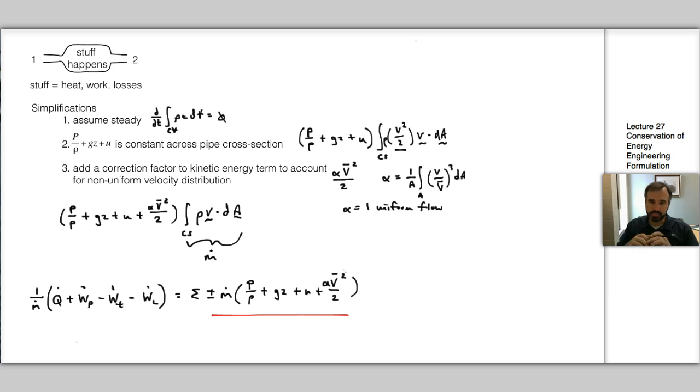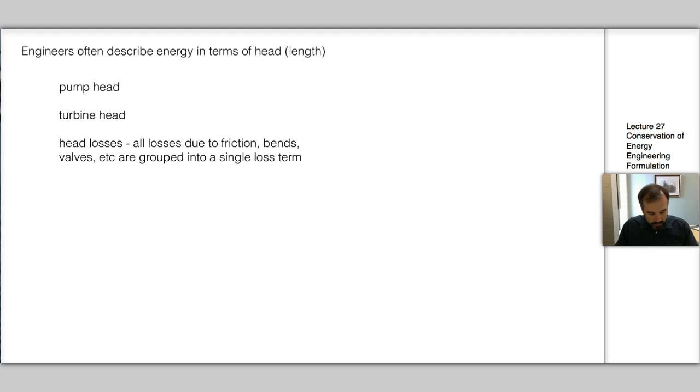Okay, so I want to make another simplification here, because in engineering we often quantify all these things not in terms of the energy per se or the work. We talk about it in terms of head, which is a length scale. It's a measure of the height of the fluid, so it's a kind of measure of the potential energy in the system. And so we often describe energy in terms of head, which again is a length. And we have pump head, turbine head, and head losses.